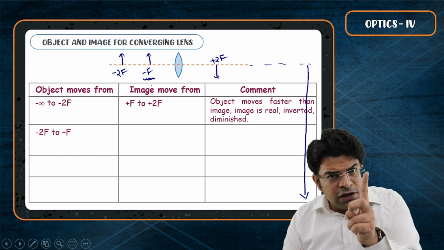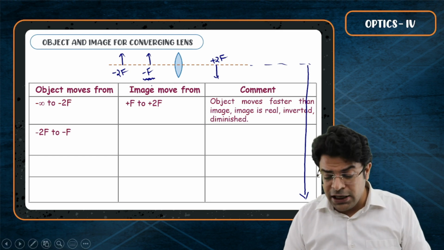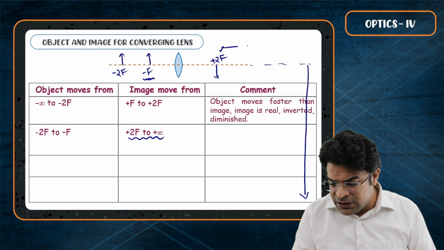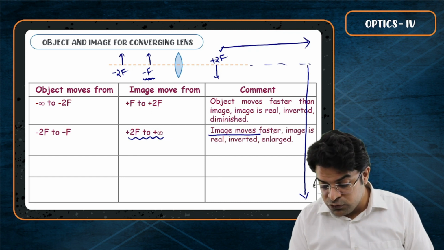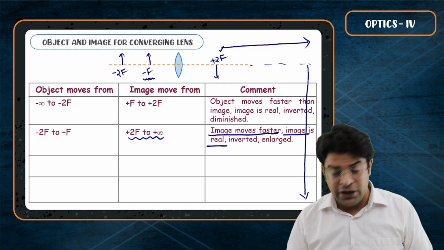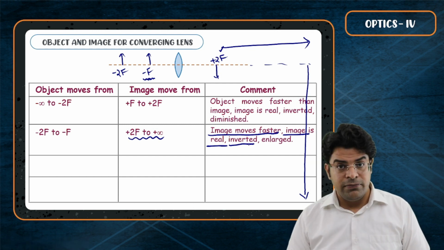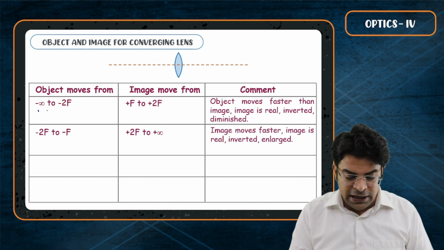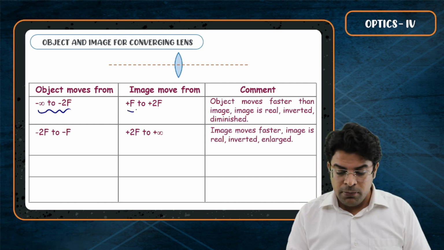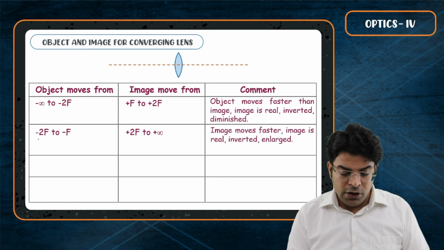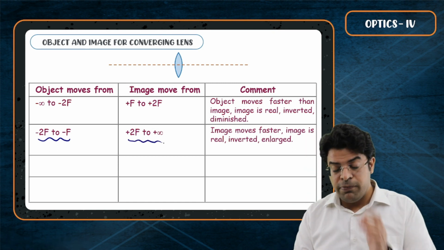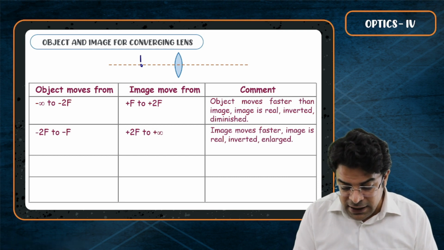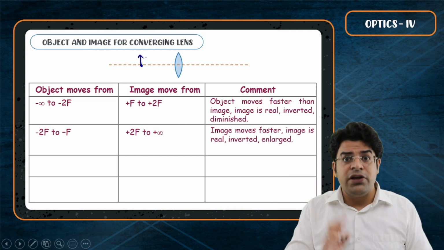So as the object is further moved from minus 2f to minus f, the image moves from plus 2f to plus infinity. In this case, you can see that the image travels a greater distance. So the image moves faster. The image is still real. The image is inverted and the image is enlarged as the image distance is more. So object going from minus infinity to minus 2f, image moves from plus f to plus 2f. Object moves from minus 2f to minus f, image moves from plus 2f to plus infinity. Keep on visualizing this.